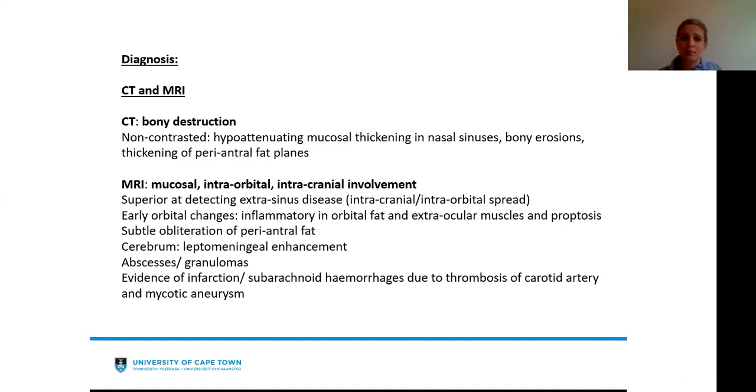It's much more superior at detecting extrasinal disease. It can pick up early orbital changes, such as inflammatory changes in the orbital fat. You can see leptomeningeal enhancement when there's cerebral involvement. You can obviously see your abscesses, and you might even get an impression of areas of infarction or subarachnoid hemorrhages.